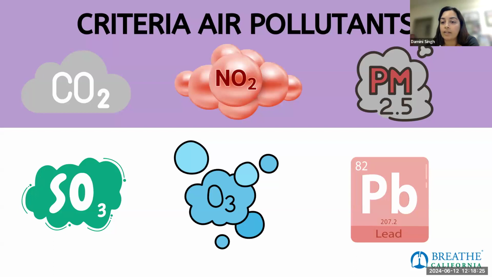So now we're going to look at those criteria air pollutants that we talked about, which are common and regulated by the government. First of all, there's CO2, or carbon dioxide, which we've all heard of before, which all living things release, but it's also released by human activities such as burning coal, oil, or natural gas. CO2 is also a greenhouse gas that we were talking about, and so this also results in excess global warming and climate change.